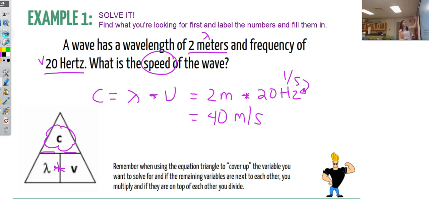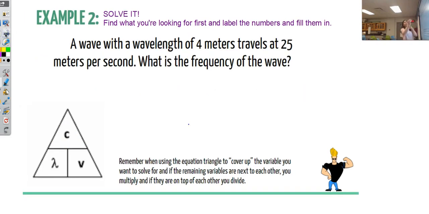Okay, let's try another question. This one says we have a wavelength of 4 meters, so that's my lambda, and then it travels at 25 meters per second. Meters per second, that's not hertz. That would be frequency. This is what? It's not frequency. We already know our wavelength. What must this one be? Speed. This is our c. That's our speed. Okay. So I know I'm looking for frequency in this one.